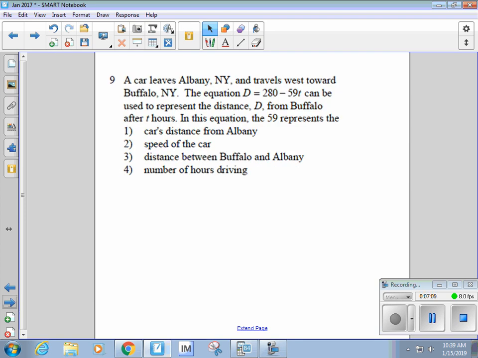A car leaves Albany, New York, and travels westward toward Buffalo. The equation D equals 280 take away 59t can be used to represent the distance D from Buffalo after t hours. In this equation, the 59 represents what? So if it's the total distance from where you're trying to get, and you're subtracting from that, you're subtracting how much you go every hour from that. So that 59 is really the speed of the car. 280 is how far you've got to go, and you're taking away 59 miles every hour. So taking away 59 miles means the 59 is the speed of the car.